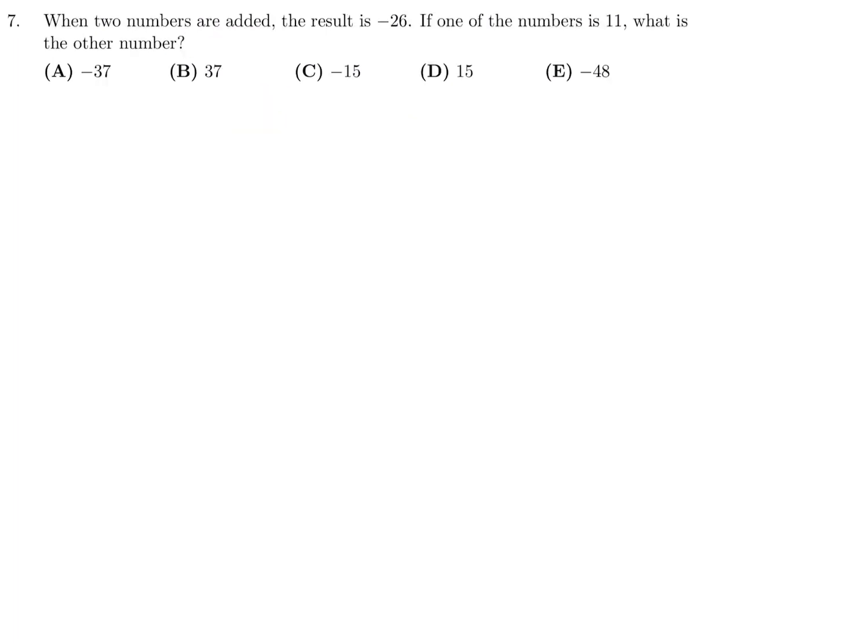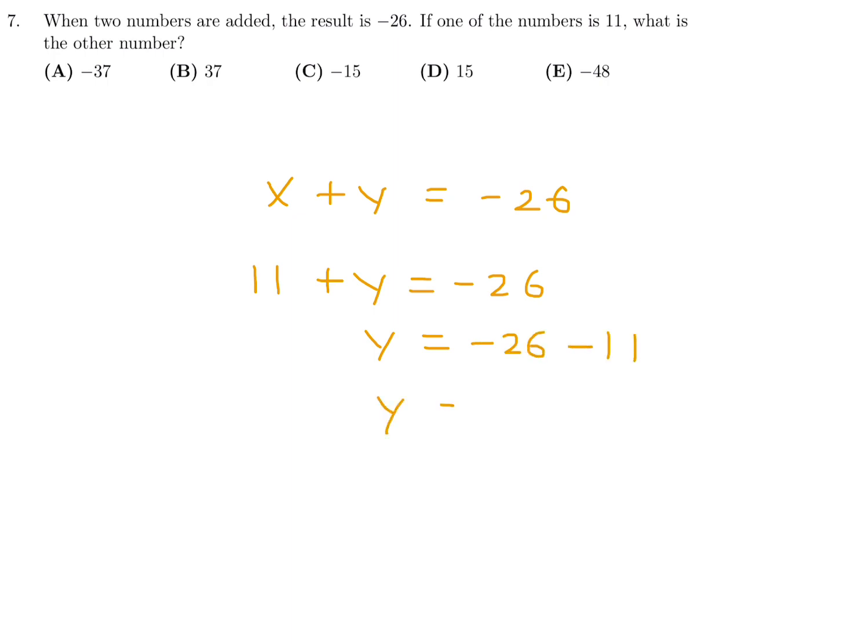When two numbers are added, the result is minus 26. If one of the numbers is 11, what is the other number? So we have two numbers, and they equal minus 26. And one of the numbers is 11, so let's say that is x. So x plus y is equal to minus 26. So therefore y is equal to minus 26 minus 11, and therefore y is equal to minus 37. So number 7, the answer is A.